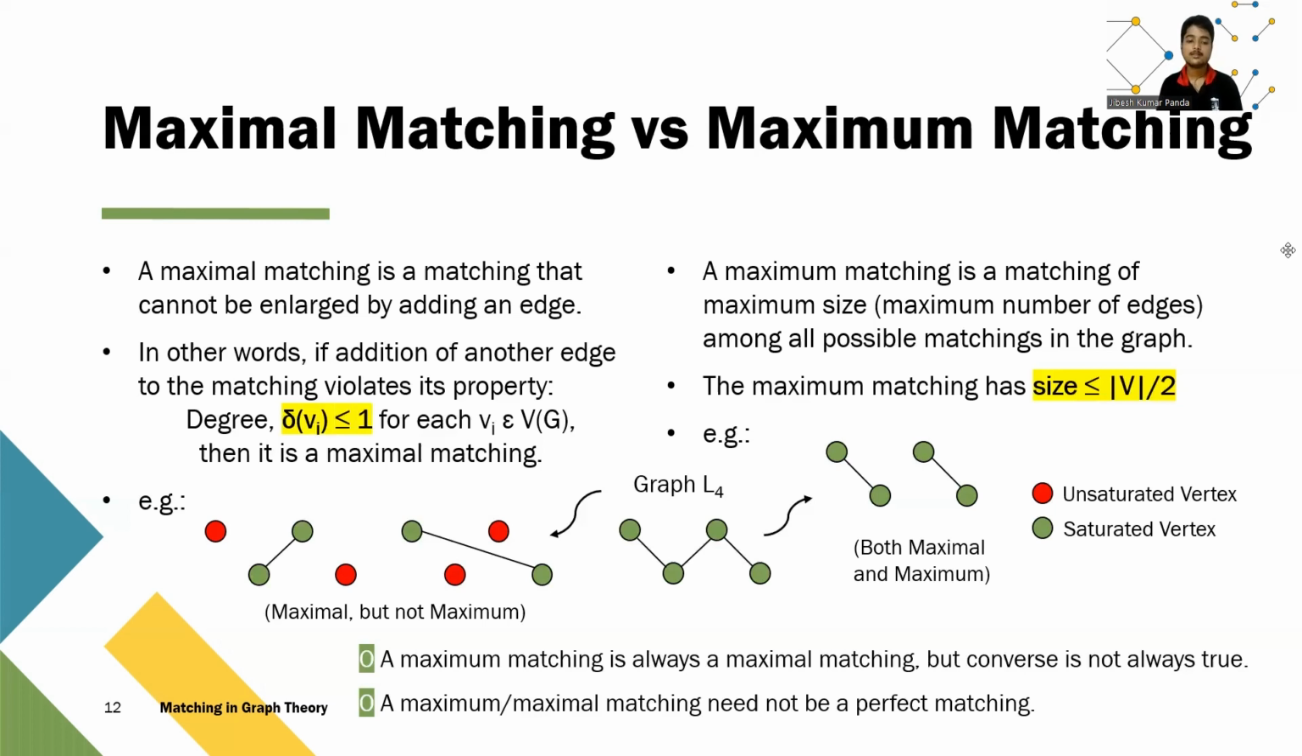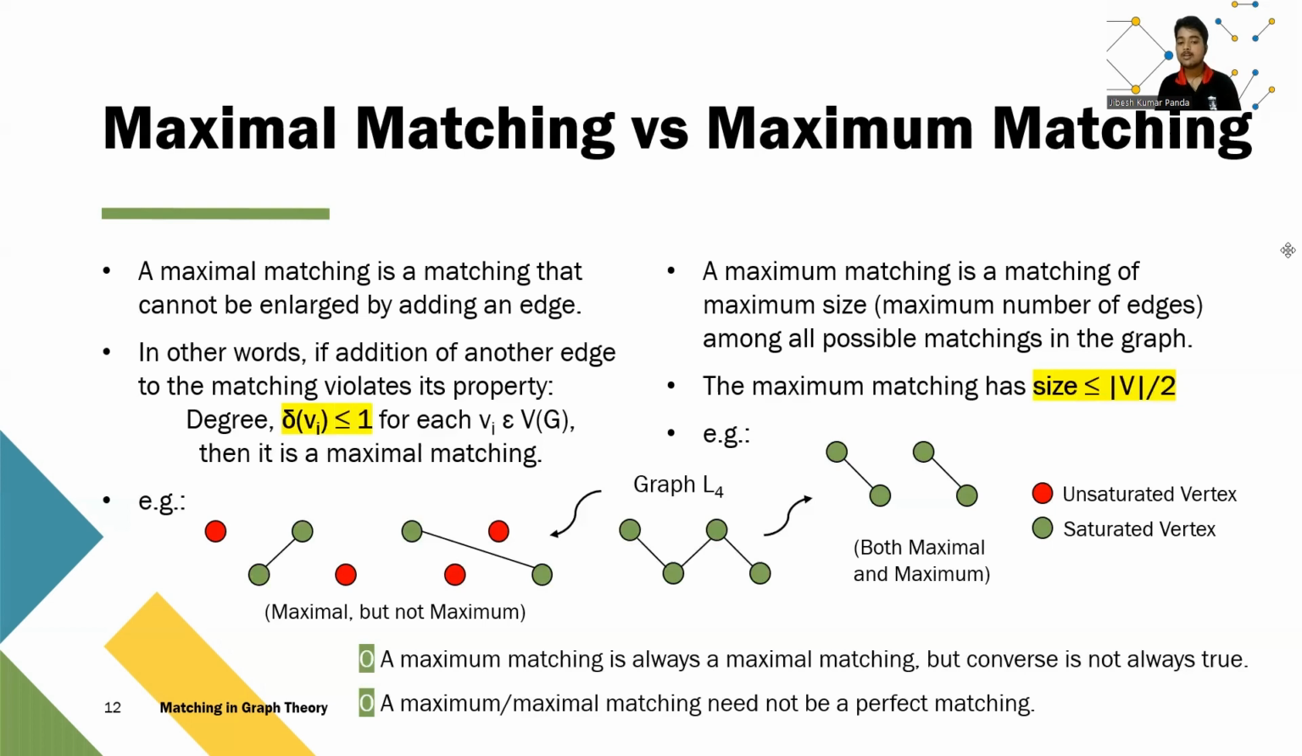Here are 2 important observations: a maximum matching is always a maximal matching, meaning we cannot add any further edge to it, but the converse is not always true. So on the left, there is the counterexample for the converse.